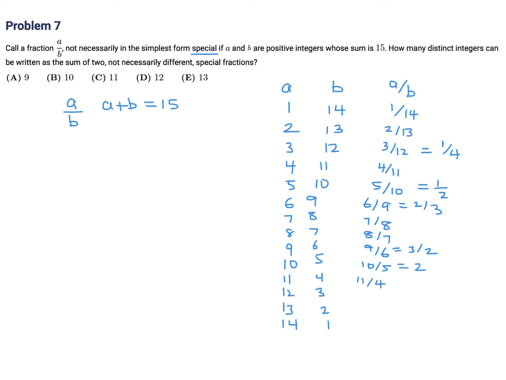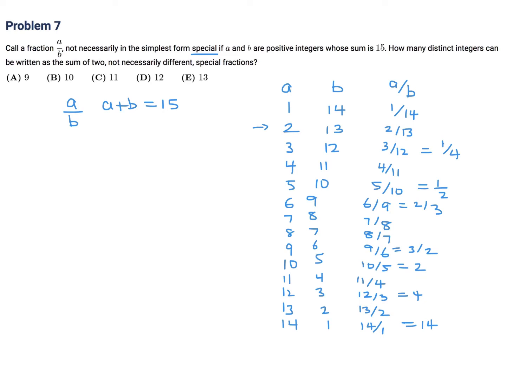11 over 4, 12 over 3, which is just 4. 13 over 2, and 14 over 1, which is just 14. Okay, so those are the possibilities for A over B. Now what they're saying is that you have to take two of these and add them, and then figure out how many distinct sums that you get. And they don't have to be different.